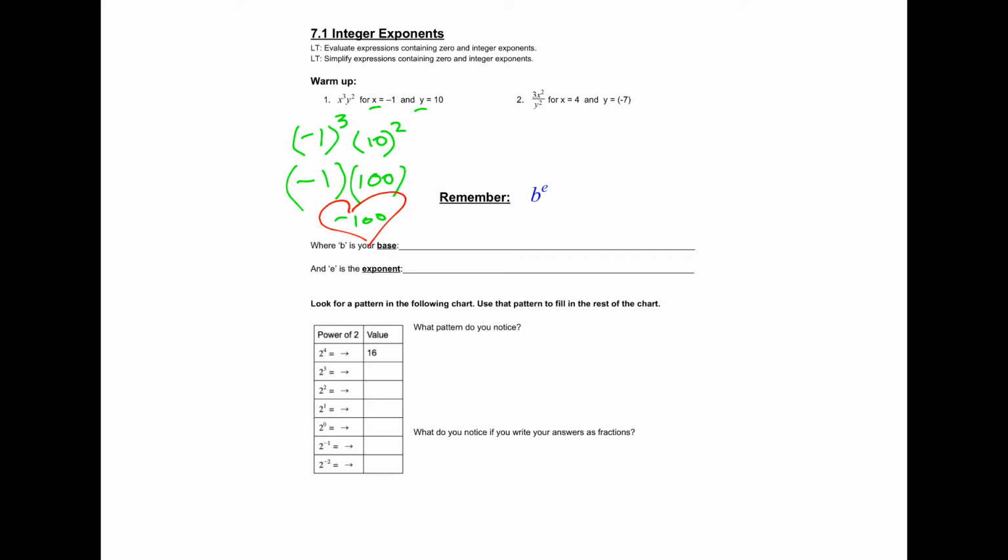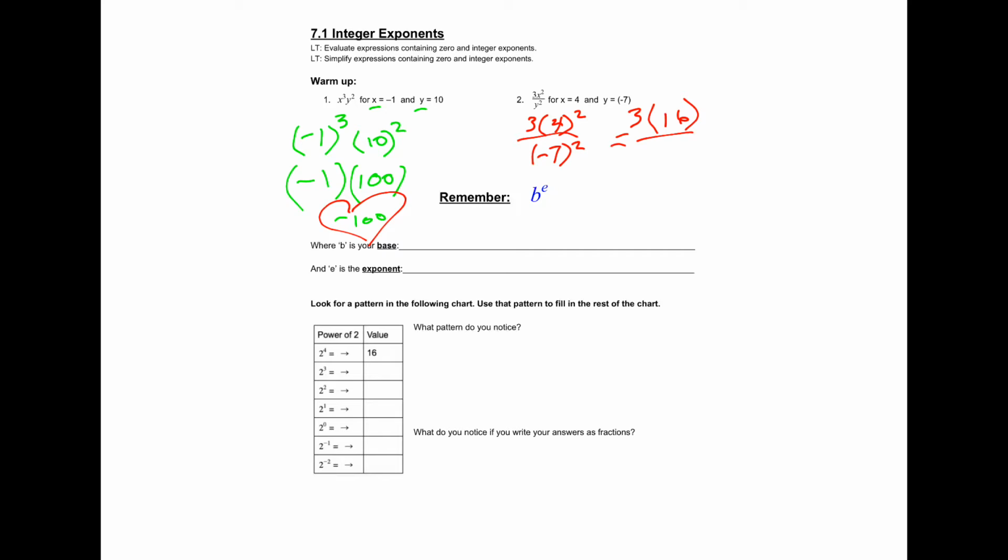Next question, once again, we're just going to plug in. So we know x equals 4, so this is 3 times 4 squared, all over y is negative 7, negative 7 squared. So let's start with the top. Order of operations says we do the exponent part before we do the multiplication. So let's do 4 squared. And 4 squared is 16.